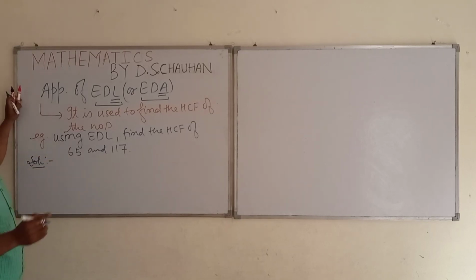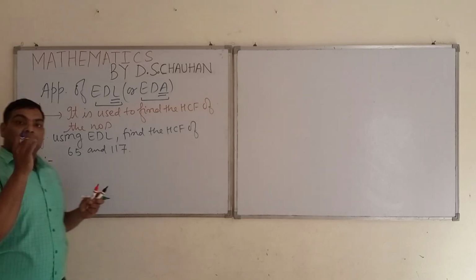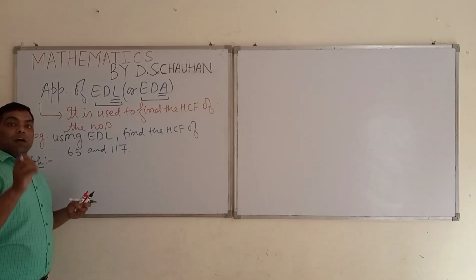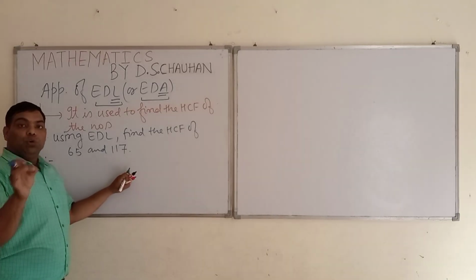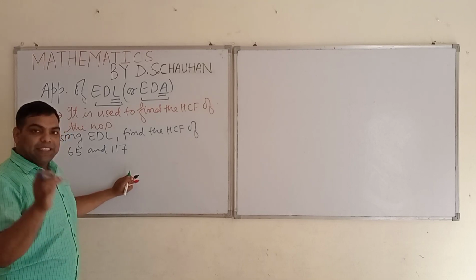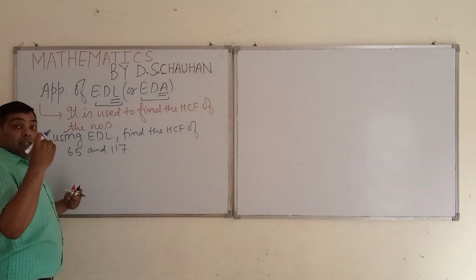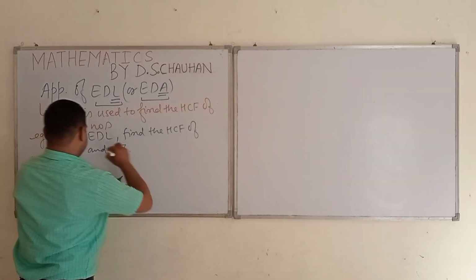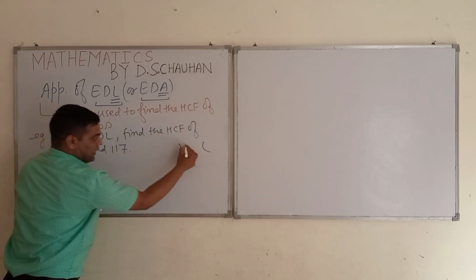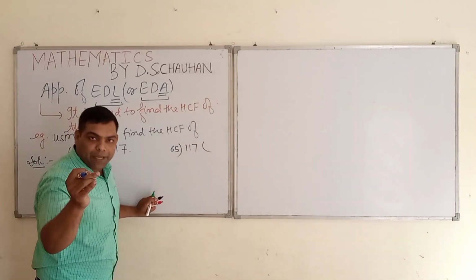Before writing the solution, students, I want to tell you one thing. In lower classes like class 8th or 7th, all of you have read how to find the HCF of 2 or more numbers with the help of the division method. I am repeating it here. You divide the big number by the small number until the remainder comes out to be 0.